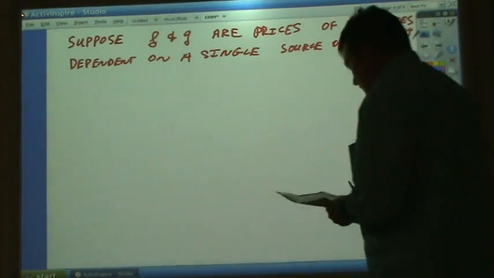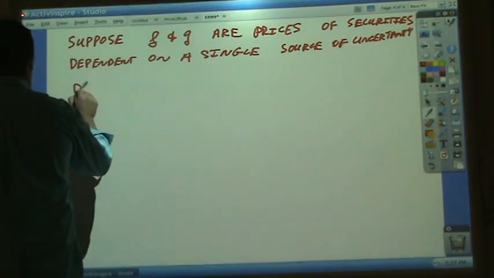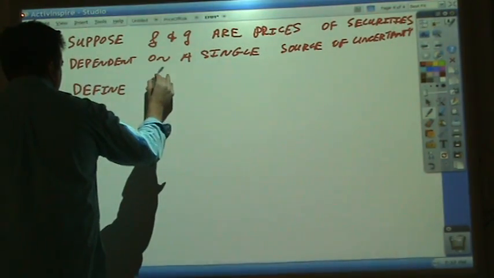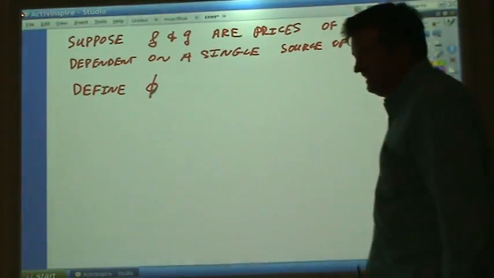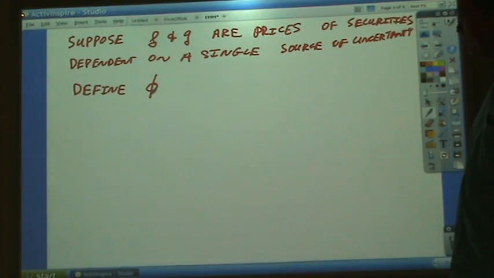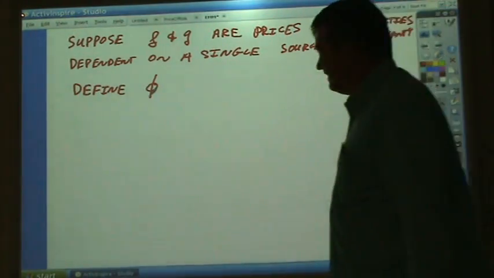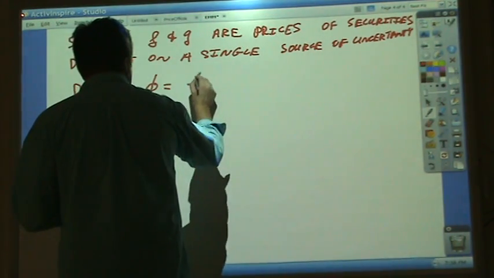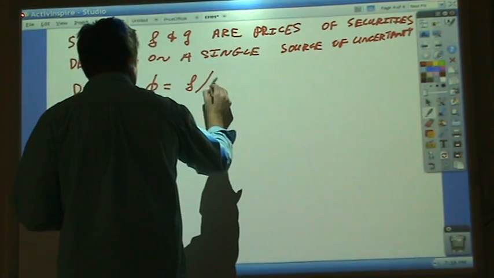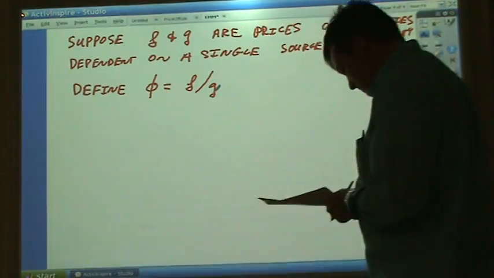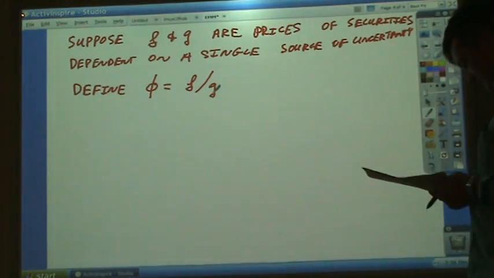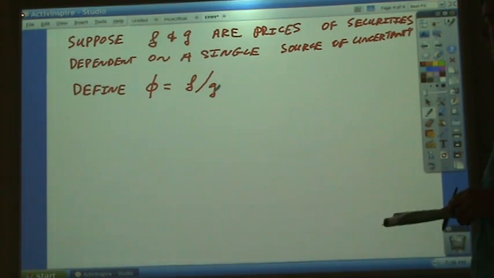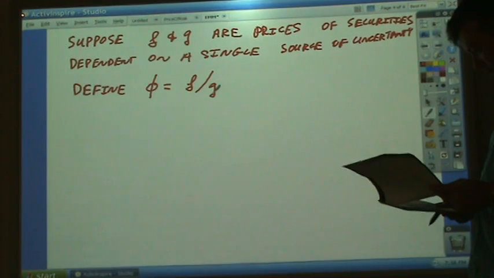Then we'll define, what's this letter again? Phi. Okay. So we'll define phi as F divided by G. So phi is a price that is the relative value of F to G.